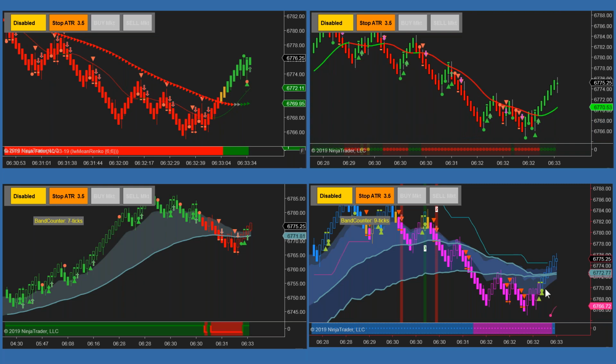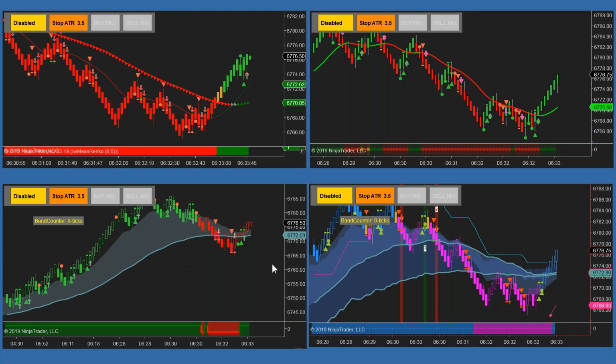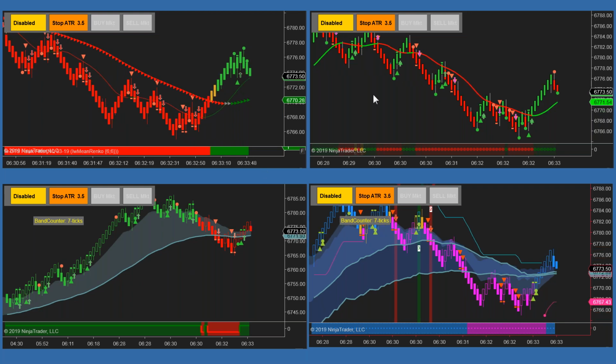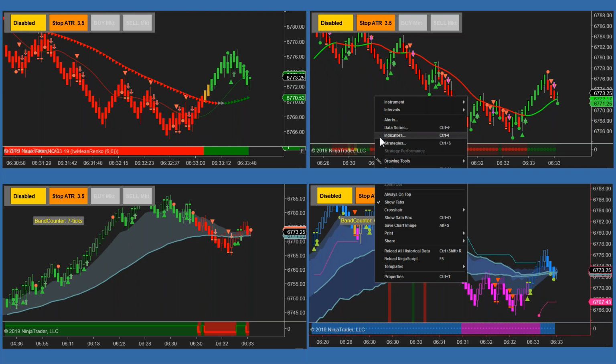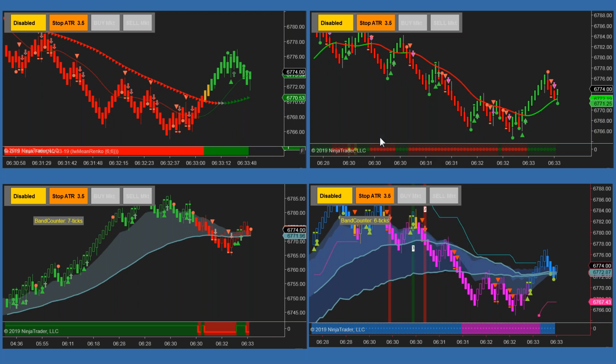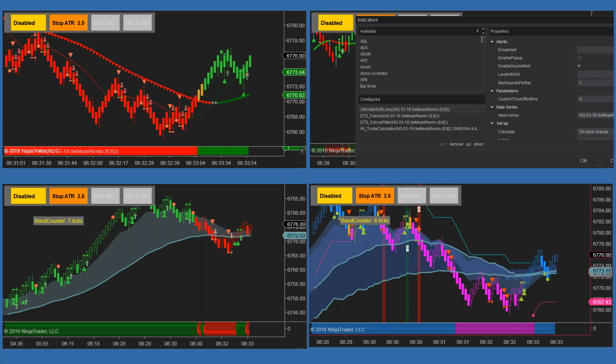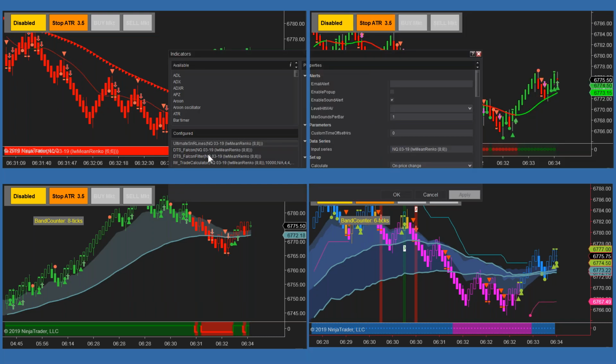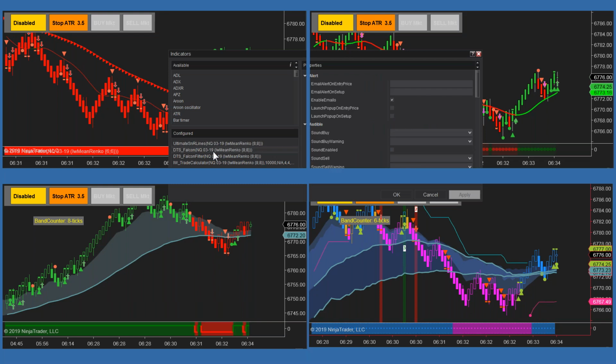All right, I did some cosmetic changes. As you can see, I removed the background highlights, and just a really quick overview how to do that. Just like before, none of that has really changed, but where you're going to find it has changed. You go to your indicator panel and you find your tool, in this case, the Falcon.